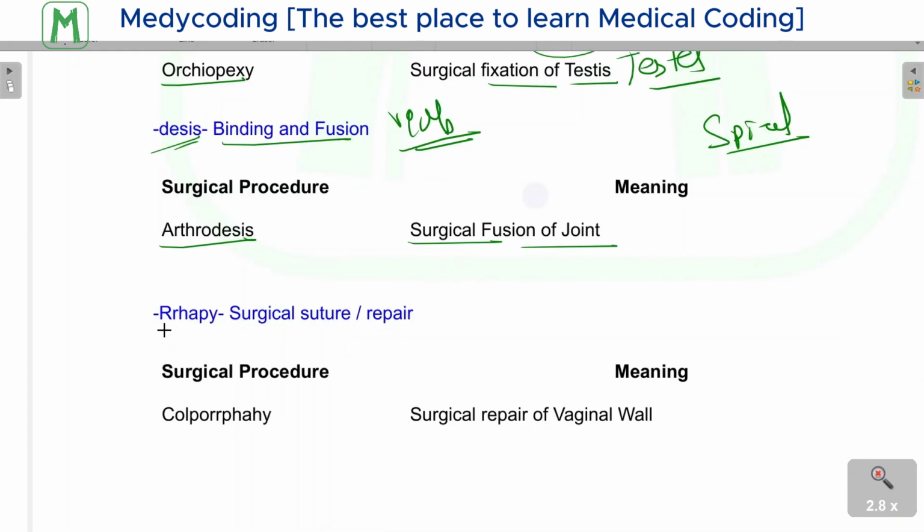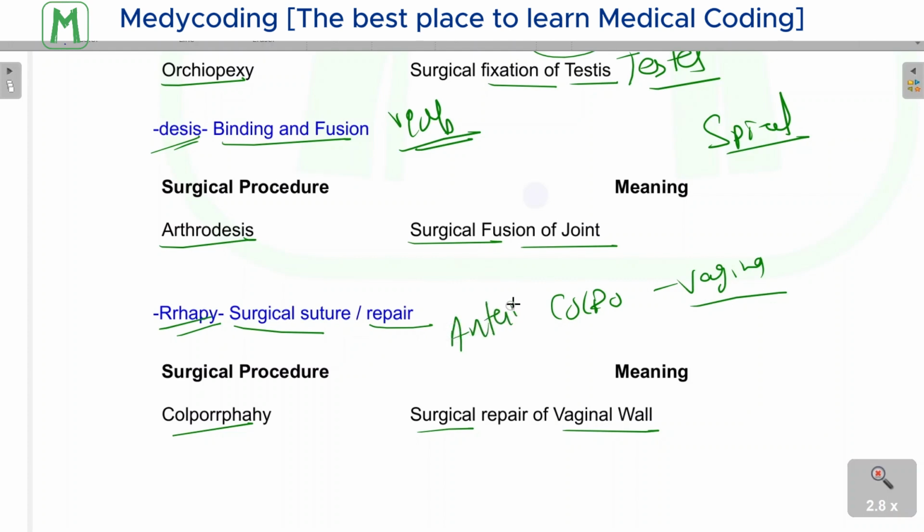Next suffix is raphy, which means surgical suturing or repair of a structure. Colporrhaphy means surgical repair of the vaginal wall by suturing. Colpo means vagina. So this is also an important procedure in surgery for females. Similarly, other terms are anterior colporrhaphy, that is the repair of the anterior vaginal wall performed for the treatment of cystocele. Posterior colporrhaphy, that is the repair of the posterior vaginal wall performed for the treatment of rectocele.